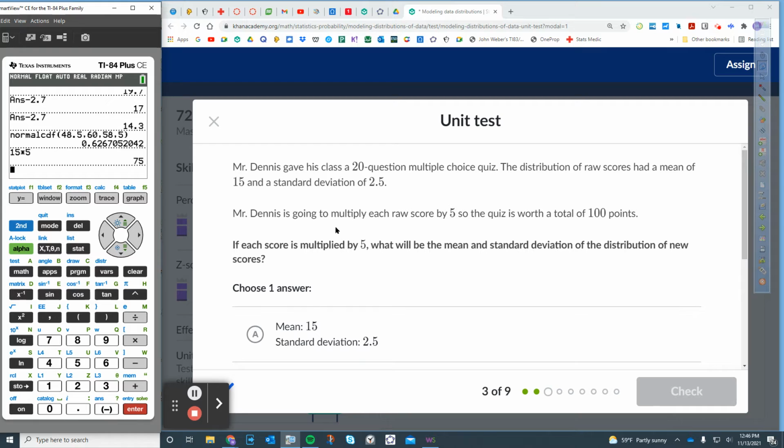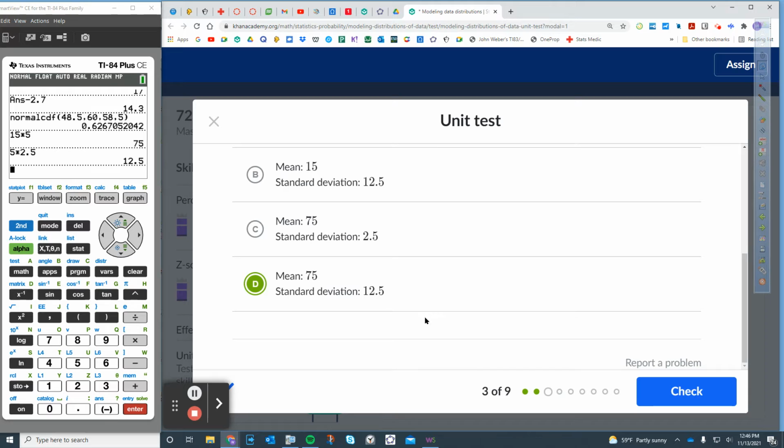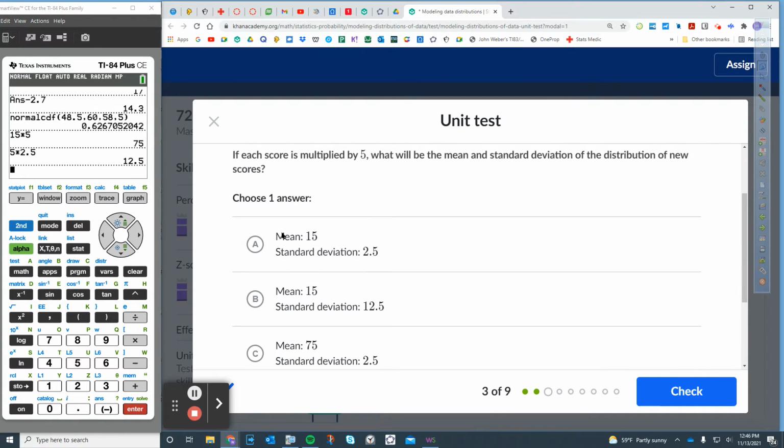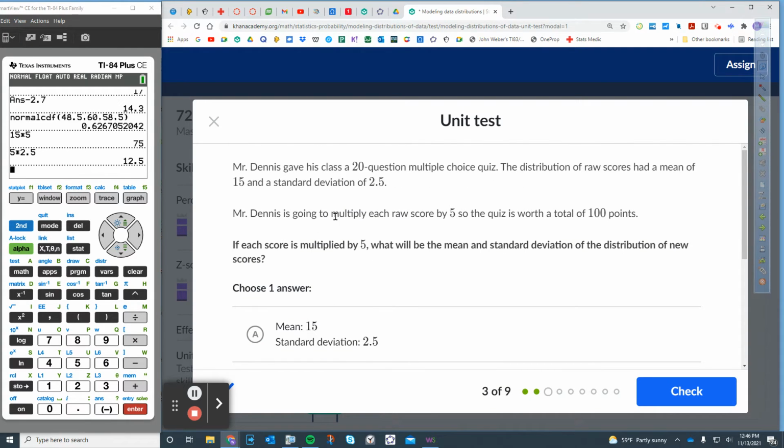But when you multiply, you are also multiplying the standard deviation. So it's 5 times 2.5, and that gives us 12.5. And we do have one right here. When you're multiplying each data, if each score is multiplied by 5, the standard deviation, the spread, is multiplied by that number, and the mean is also multiplied by that number. When you add or subtract, then the new mean will be added or subtracted, but the standard deviation doesn't change.